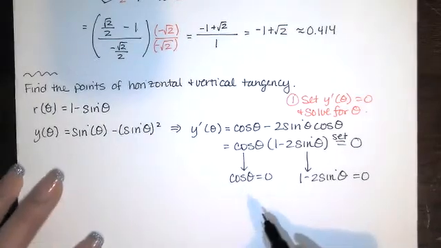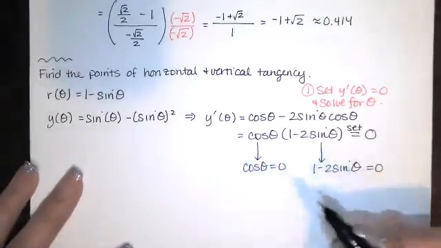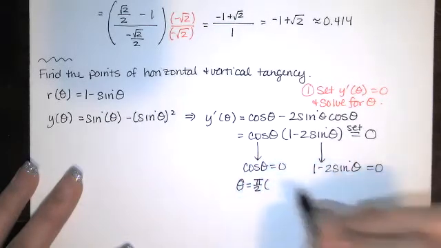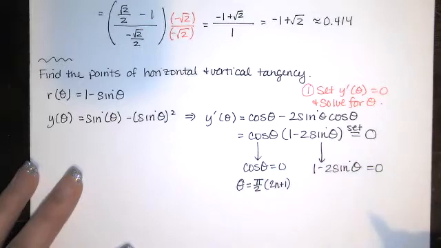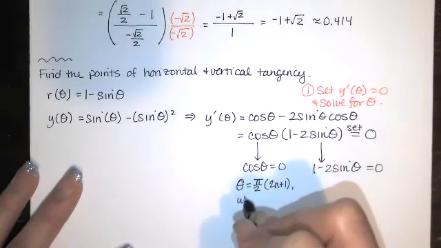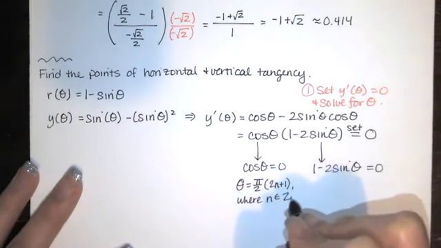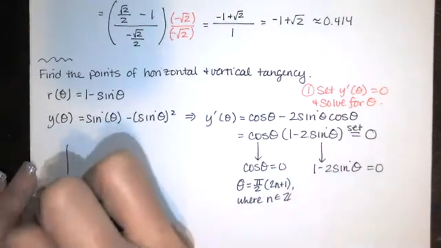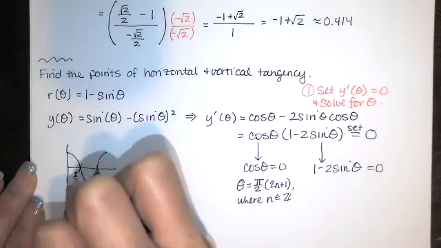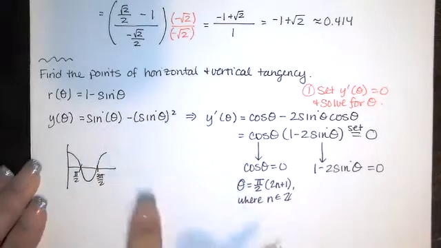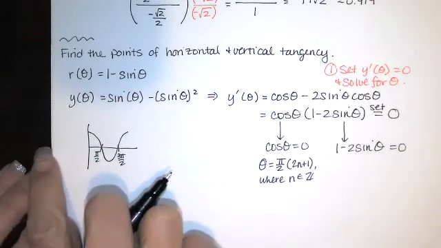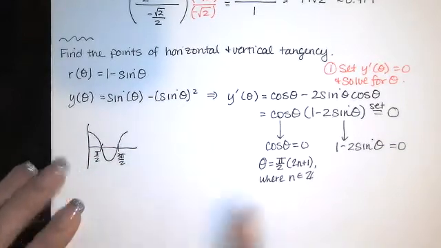Now cosine is 0 at all of the odd multiples of pi over 2. And we can represent an odd multiple by pi over 2 plus pi n, where n is an integer. And if you're not sure about that, you can look at the cosine graph. That's pi over 2, 3 pi over 2. You'll see it crosses the x-axis again at 5 pi over 2, 7 pi over 2, negative pi over 2, negative 3 pi over 2, and so on. That's one way of doing it.